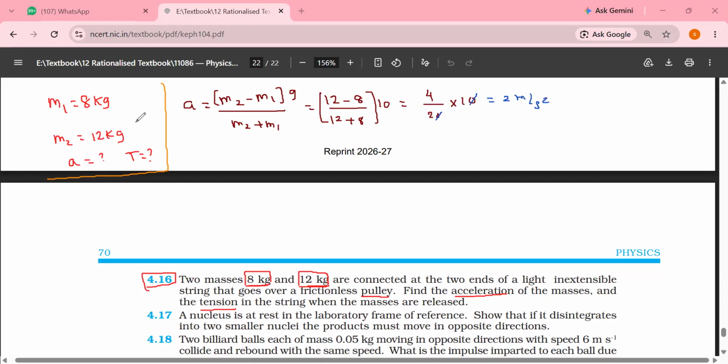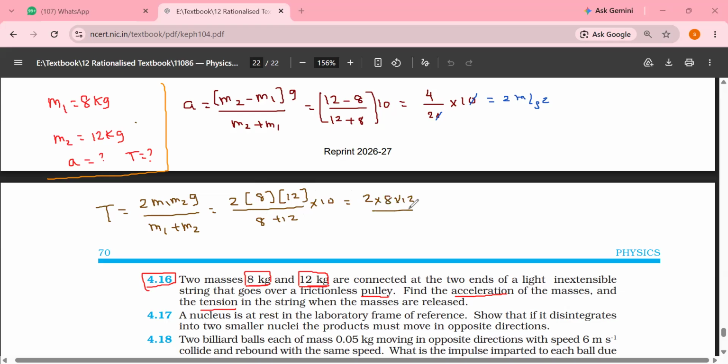Now for the tension. Tension formula: 2 m1 m2 g by m1 plus m2. So 2 times m1, which is 8, and m2 is 12, by 8 plus 12, into 10. So 2 into 8 into 12 by 20 into 10. Here I can cancel these two. So 8 into 12 is the answer. What is 8 into 12? 96. The answer is 96 Newton.